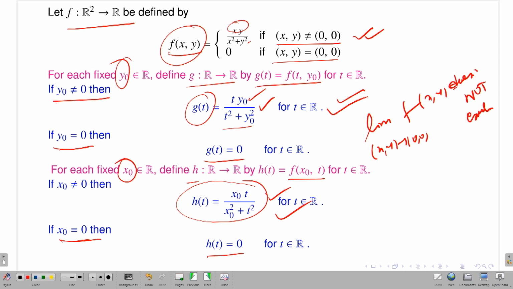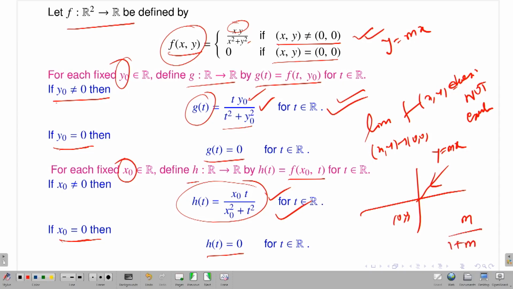Why? This is very simple. You just take the path y is equal to mx. That means you are approaching (0, 0) along the path y is equal to mx. Then what will be the value? You just replace y with mx. So what will be the value? The value will be, I think, m divided by 1 plus m square.